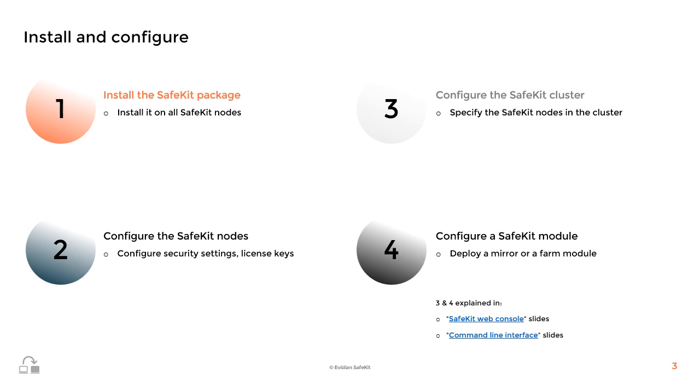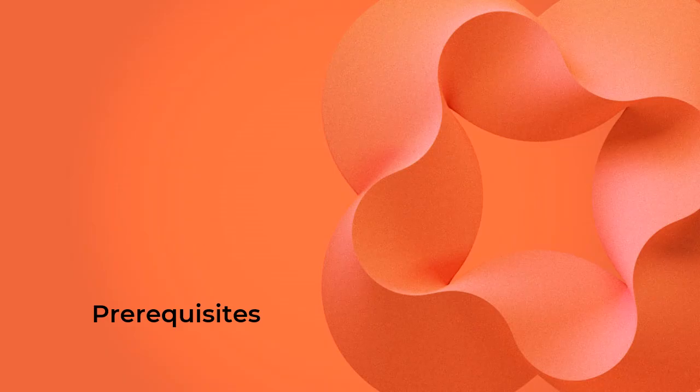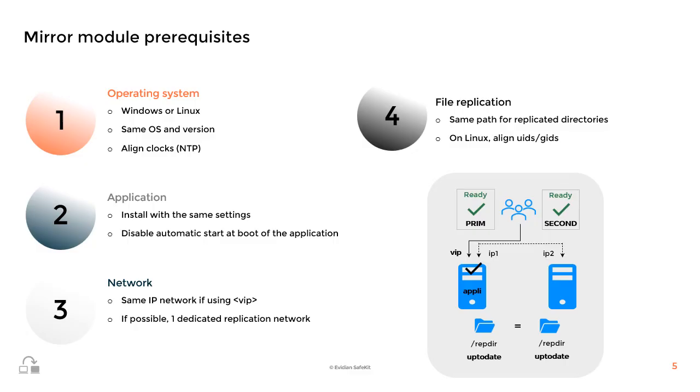Steps 1 and 2 are explained in these slides, while Steps 3 and 4 are detailed in the SafeKit web console or command line interface slides. Let's start by analyzing the prerequisites before installation. Let's review the prerequisites for installing a mirror module.